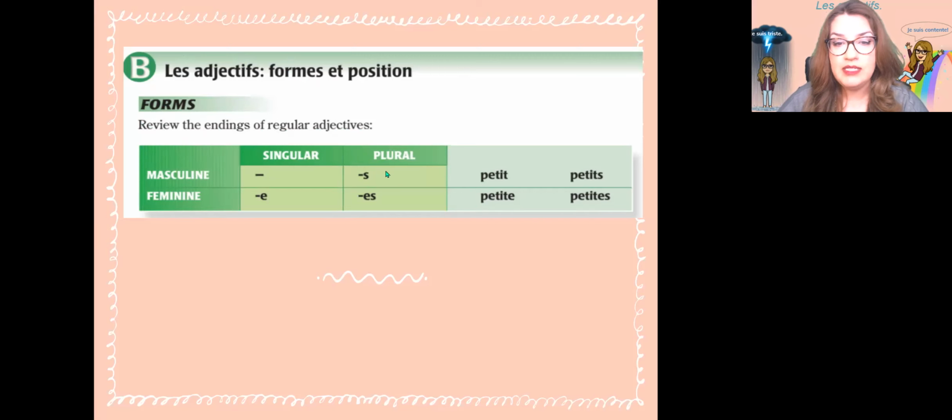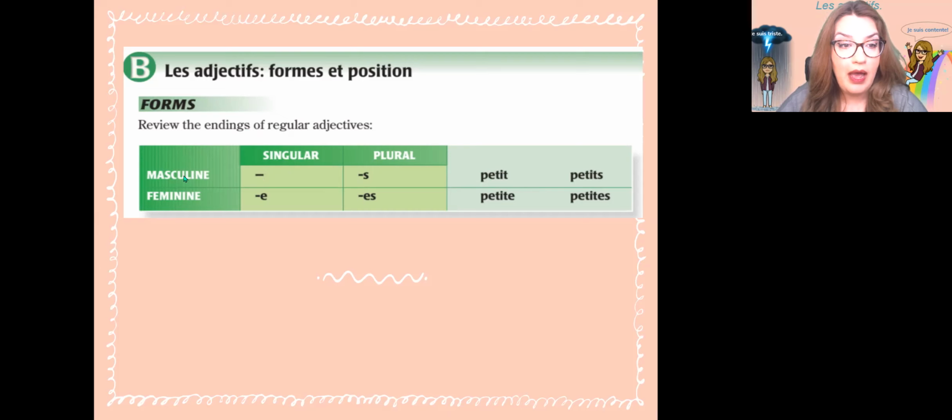So we have this table that shows a chart of the different endings of adjectives, if they are singular, plural, masculine, or feminine. So if an adjective is masculine and singular, here is the ending, right? We're talking about the endings. We don't add anything to the adjective, as in petit, small. So here we have the whole word, the body of the word without anything added at the end.